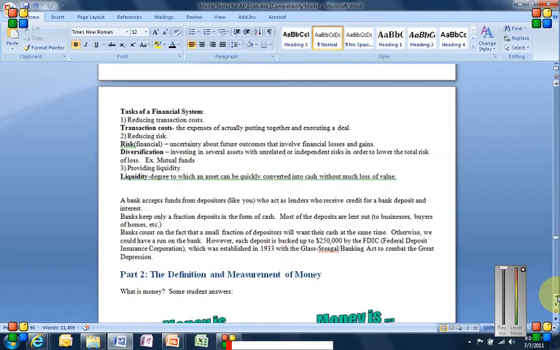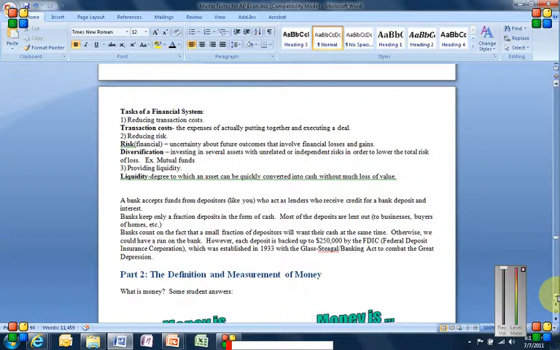So with a little bit of this in mind, what are the tasks of the financial system? Why do we even have a financial system? Well, one reason is to reduce transaction costs. These are the expenses of actually putting together and executing a deal. In theory, when you have these financial intermediaries, they can efficiently put together deals and make it a lot easier for them to be enacted, these trades, particularly in the financial area, as opposed to people like you and I trying to put together the same deals on our own.